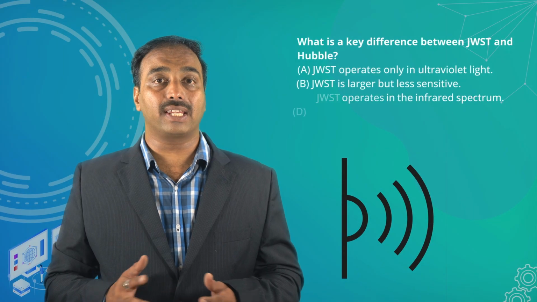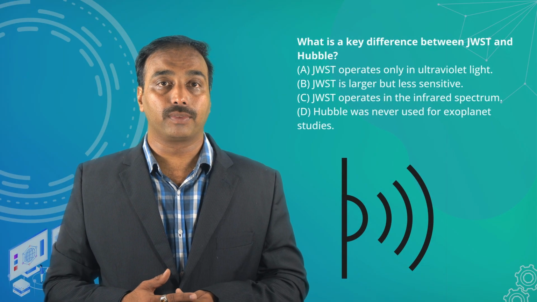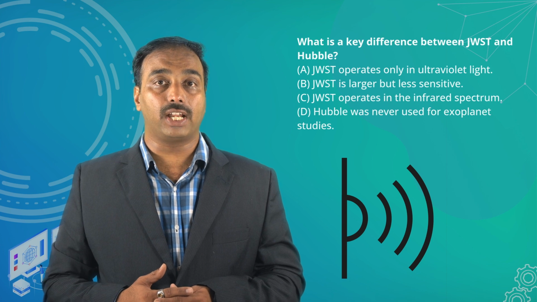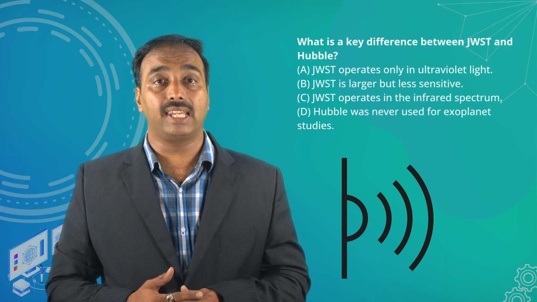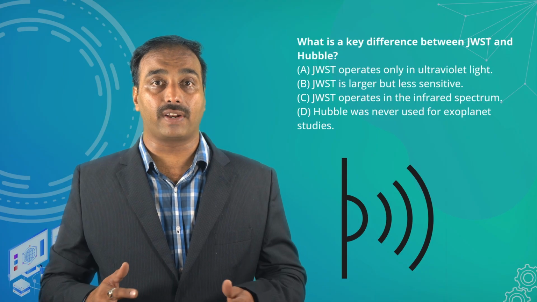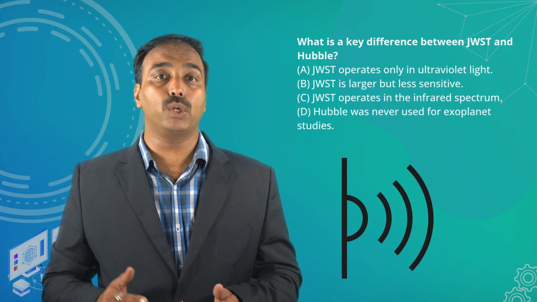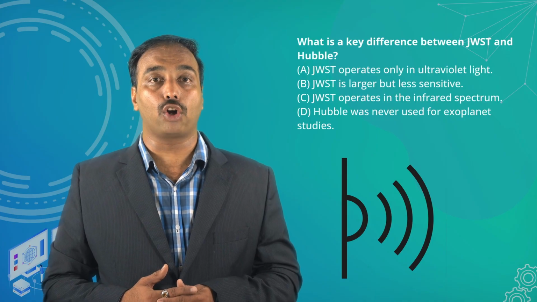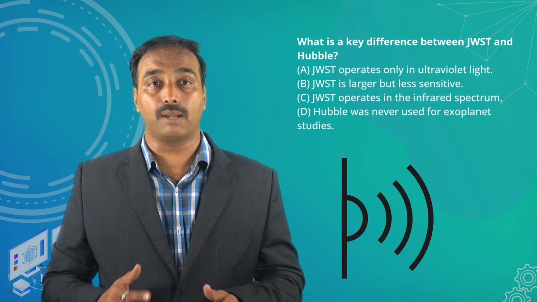Second question, what is the key difference between JWST and Hubble? Option A, JWST operates only in ultraviolet light. B, JWST is larger but less sensitive. C, JWST operates in the infrared spectrum. D, Hubble was never used for exoplanet studies. The correct option is option C, that is, JWST operates in the infrared spectrum unlike Hubble.